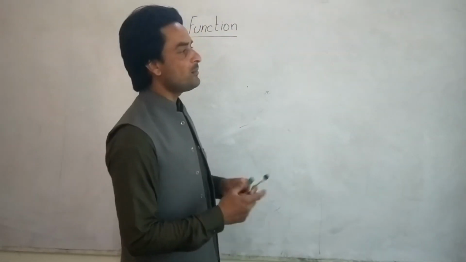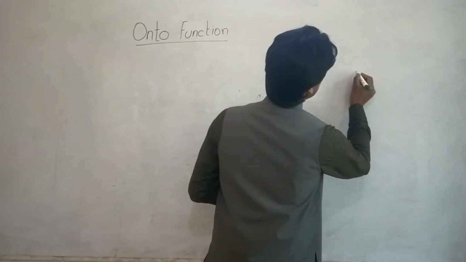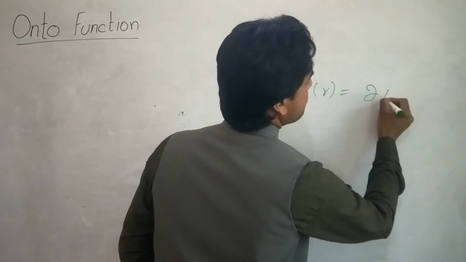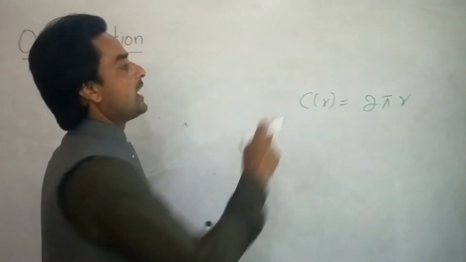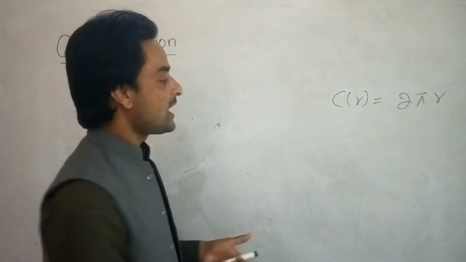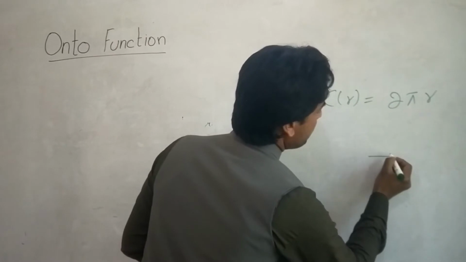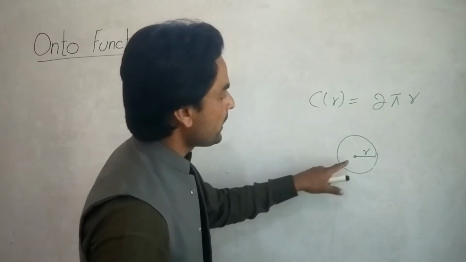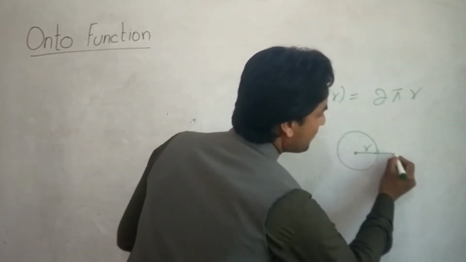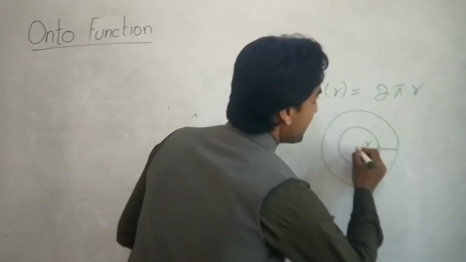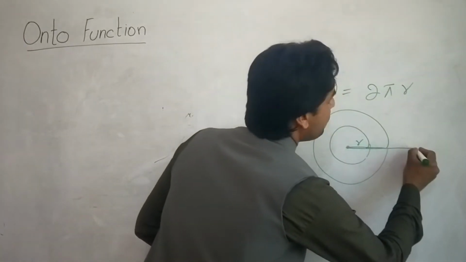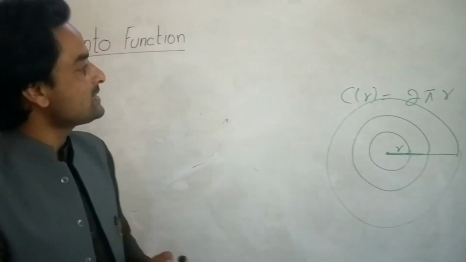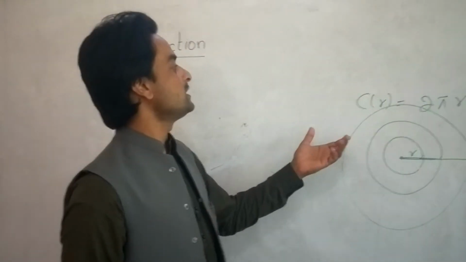Let's consider a common example of circumference. Circumference C(R) is a function of R. This totally depends on this R, which is the radius of the circle. For example, if we have this circle and R is a small value, and if we increase this R, the circle will automatically increase, and if we increase further the value of R, the circle will increase furthermore. And this is just a simple example to understand the function.